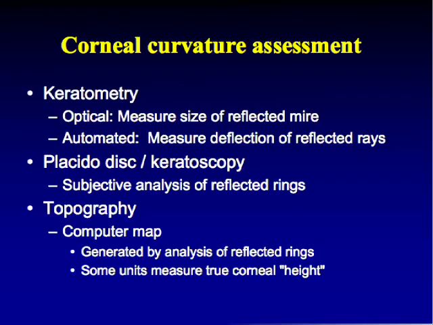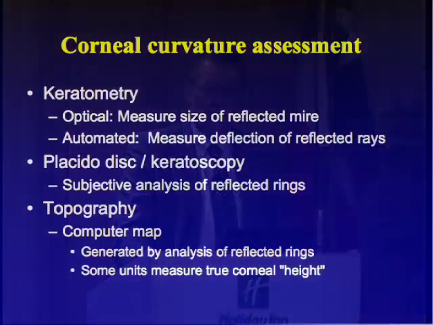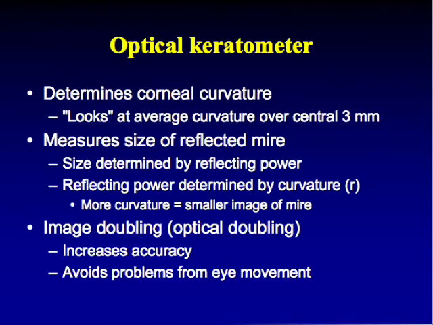assessment. When we want to know how curved the cornea is, we generally do keratometry, optical or automated. Today we'll focus on just optical keratometry. There are other ways to do it too, we'll briefly mention. But for optical keratometry, you want to know how curved the cornea is. Well, how curved the cornea is means how strong. One way to determine that is to ask how strong a mirror the cornea is. And one way to determine that is to say how big is the image created by the cornea. So to determine that image, we project a mire onto the cornea and measure its size.